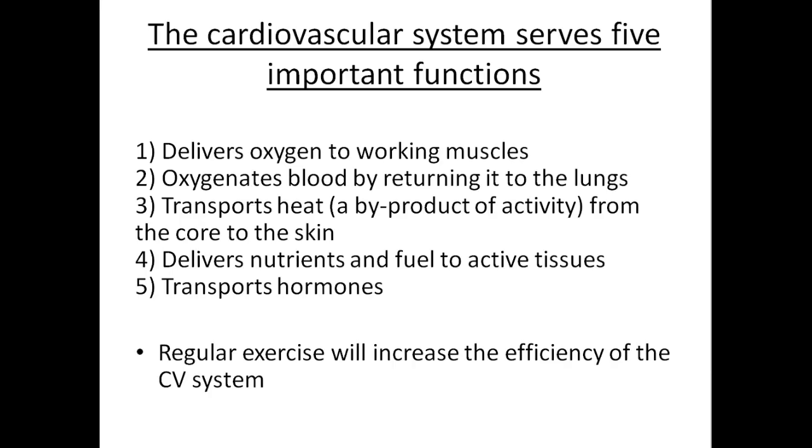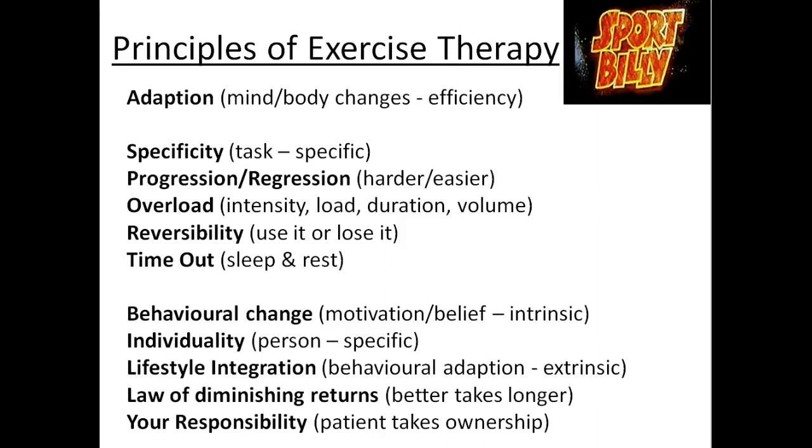So let's just have a quick recap on the cardiovascular system and its 5 important functions. It's going to deliver oxygen to the working muscles during exercise. It's going to oxygenate blood by returning it to the lungs. It's going to transport heat, which is a byproduct of physical activity, from the core to the skin to help cool the organism. It's going to deliver nutrients and fuel to active tissues, and it's going to transport hormones, all of which will increase the efficiency of this system of systems through regular exercise.